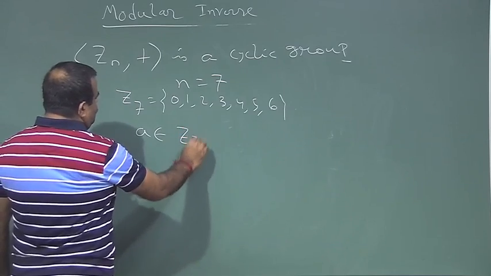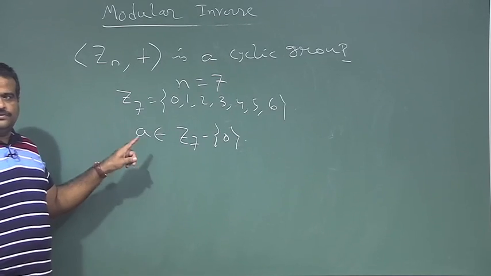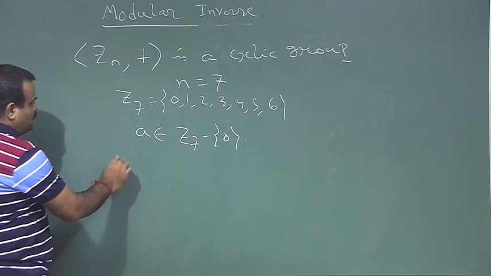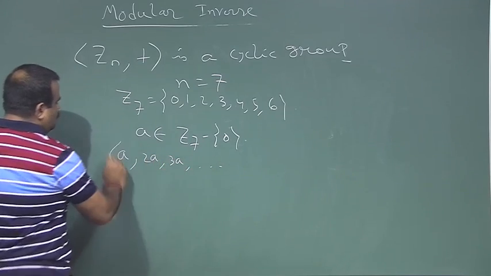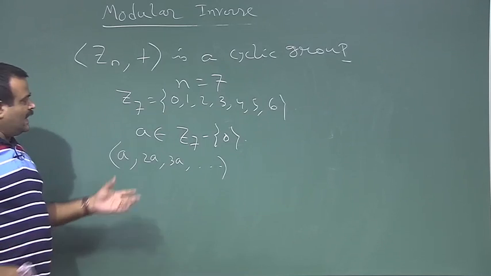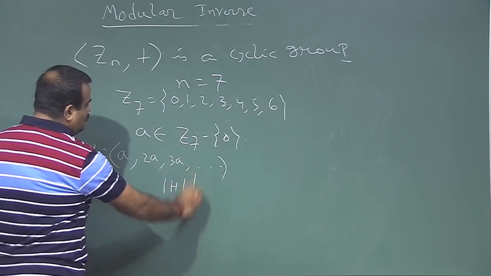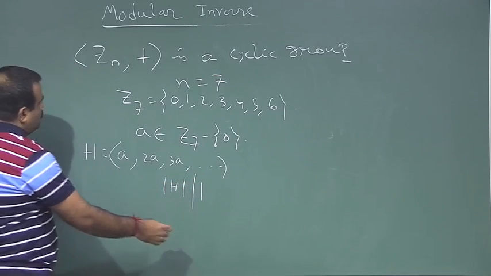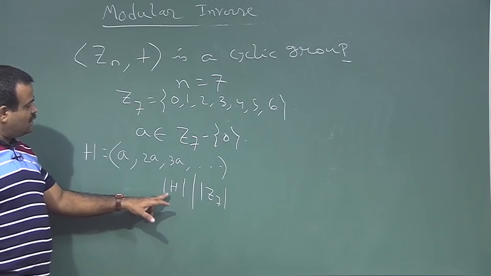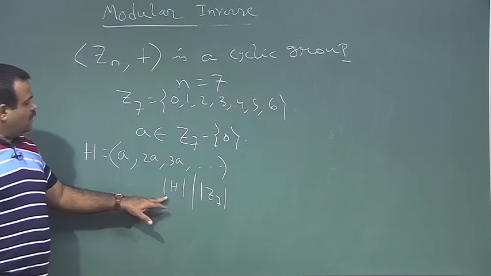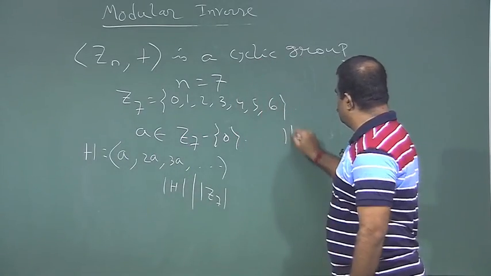So if we take any element other than 0 and generate a group by this A, that means A plus A, that is 2A, 3A and so on, this will form a group. Say this is H. We know the order of the subgroup must divide the order of the group, but the order of the group is 7, which is a prime number, so 7 should not have any factor. That means H should be equal to the whole group Z7.